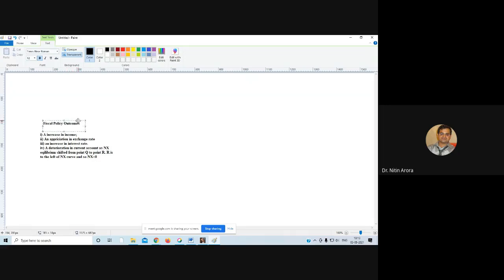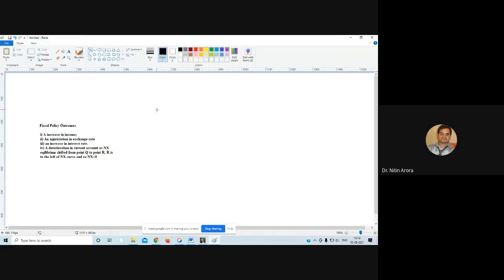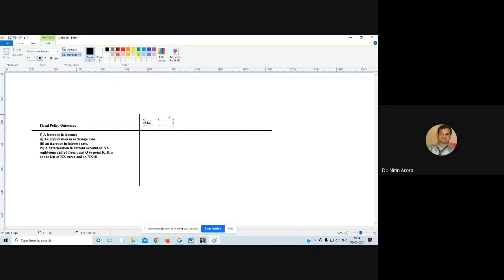Yesterday we had discussed the exercise of monetary policy. Means what are the outcomes of exercising monetary policy in a flexible exchange rate economy with partial mobility of capital. Today I have written the fiscal policy outcomes. Yesterday we had discussed monetary policy outcomes. Let us compare these outcomes and conclude which policy is better in such type of system. Okay.